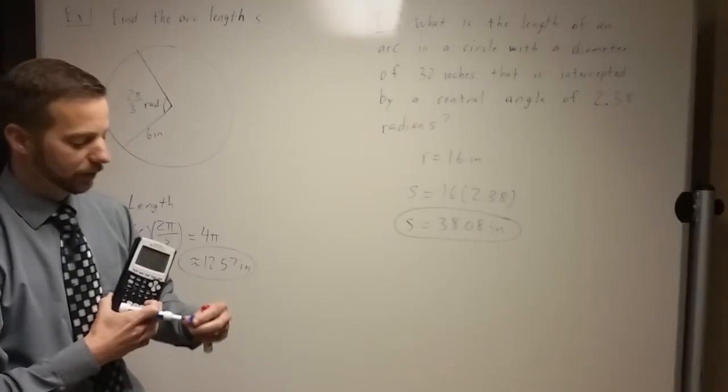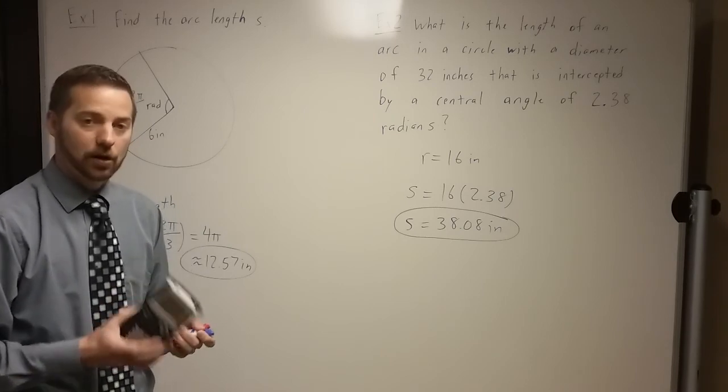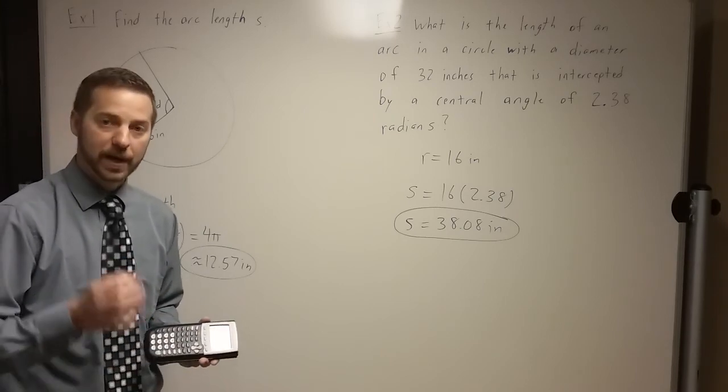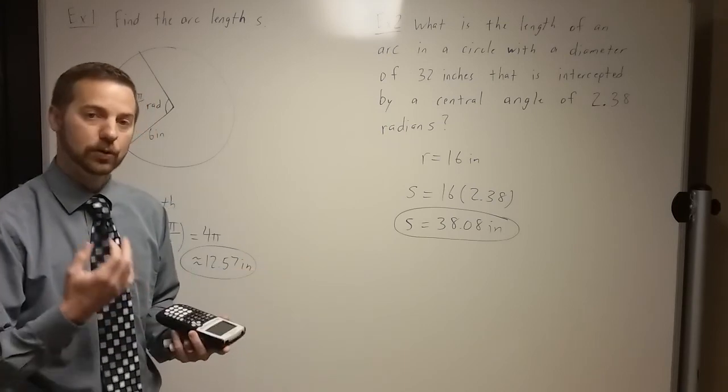And so the big thing with finding arc length, if we have an angle in radians, the arc length is really just the radius times that angle in radians, and that gives you the length of the arc.